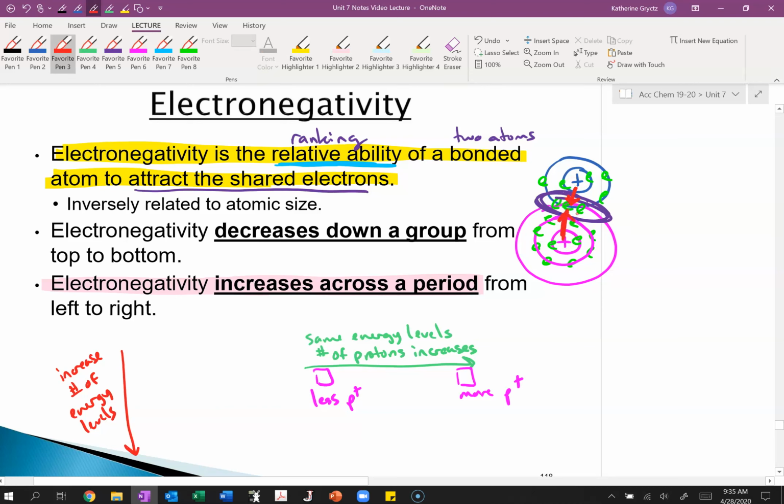And so in general, as you get more energy levels, your ability to attract shared electrons goes down because your nucleus is farther and farther away from those. So in general, electronegativity decreases down a group, from top to bottom, because you have more and more energy levels and the nucleus is farther away from those shared electrons.